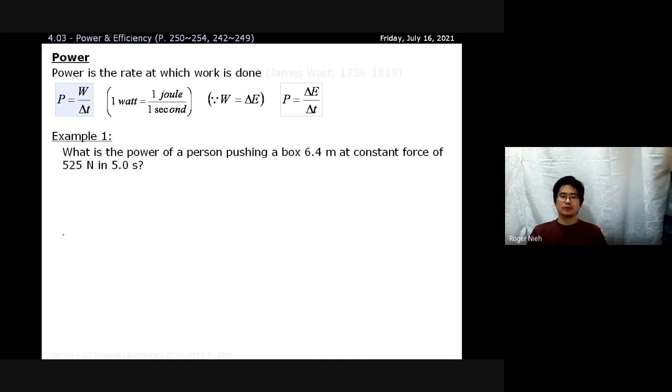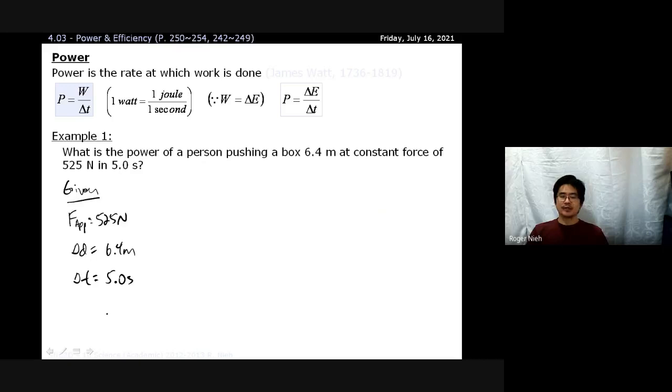Okay, so here is our first mathematical problem. What is the power of a person pushing a box 6.4 meters at a constant force of 525 newtons in 5 seconds? With all word problems, we always start off with what do we know? We start off with our givens. Okay, we know that the force applied is equal to 525 newtons, and the distance that the person has traveled is 6.4 meters. And this all happens in a duration of 5 seconds.